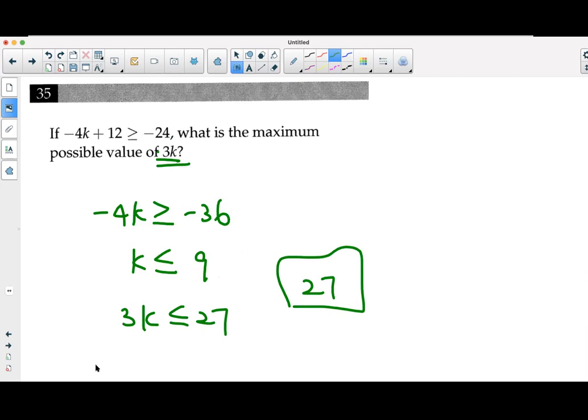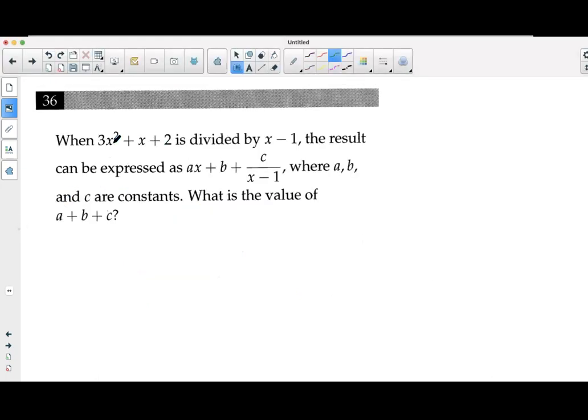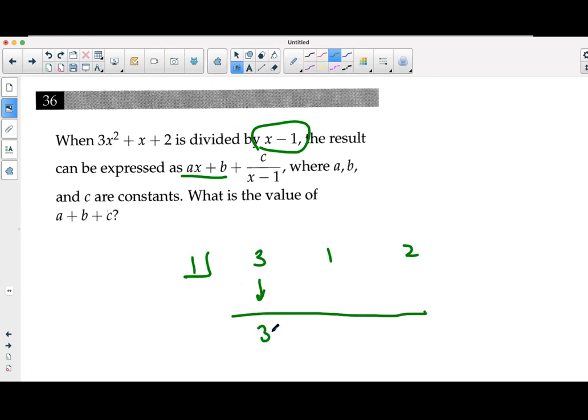That was number 35. Now let's look at the next one, number 36. This one is divided by this. So A and B, AX plus B is the quotient, and C is the remainder. So why don't I do synthetic division? 3, 1, 2 are the coefficients of the numerator, and then what makes the divisor equal to 0, which is 1. First, 3 comes down. 3 times 1 is 3. When I add them up, it becomes 4.